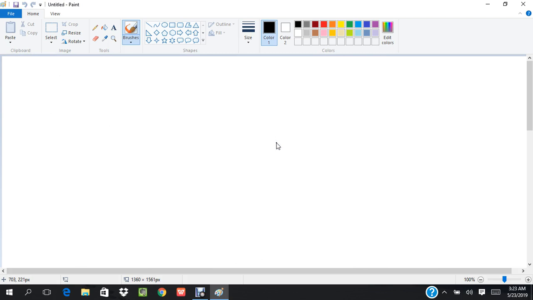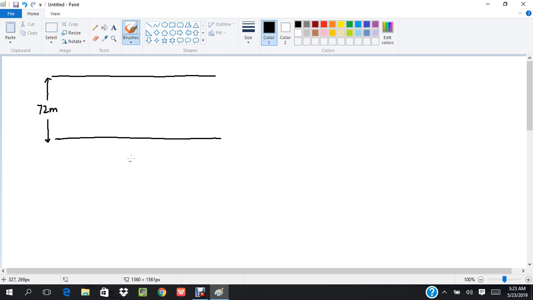So for the next question, we have a diagram here first. I'll draw the diagram and then I'll write down the question. We have this river. The two banks of the river are 72 meters apart. And four points are given. There is this point A here. We have a point B, which is exactly opposite of A, which means that the line connecting A and B would make a right angle with the bank.